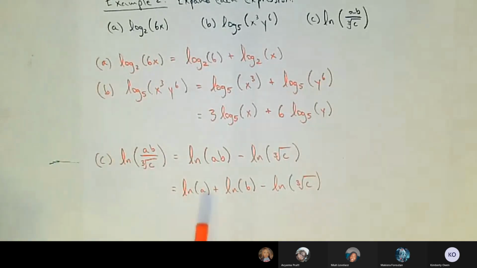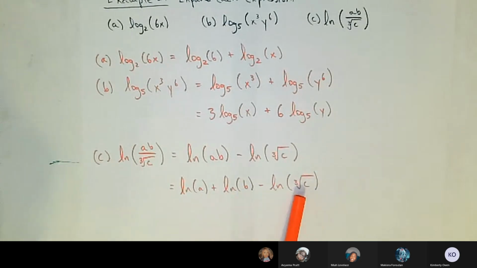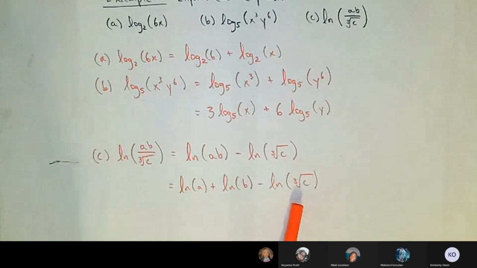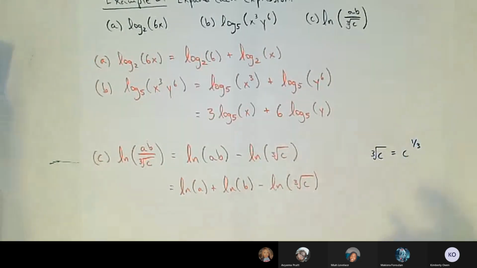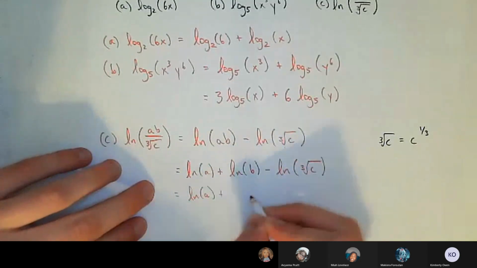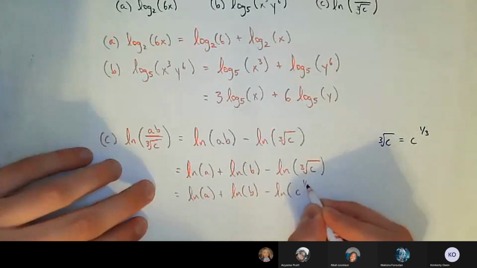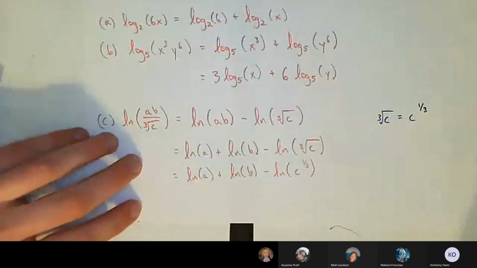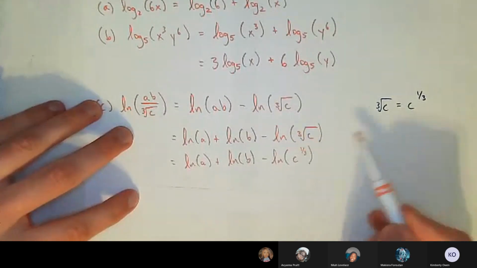But remember I said that inside of each log, there should only be one thing going on. So these are done. This one's done. This one's done. This one is not, because it still has a cube root in there. And I know that I can write a cube root as a fractional exponent. In fact, 1 over 3 in the exponent position. So if I do that, ln of A plus ln of B, just copying these down, and then minus ln of C raised to the 1/3. That's fine. It's just exponent rules there, or rather root rules, cube root rule.